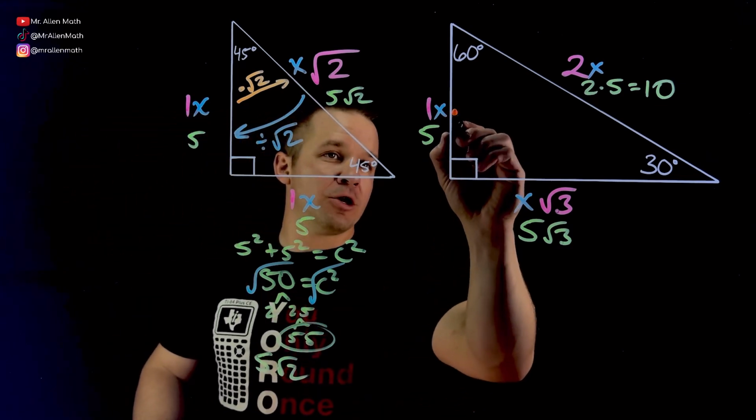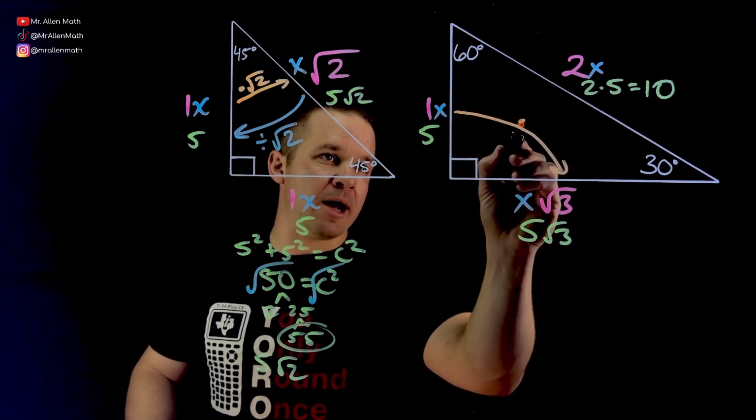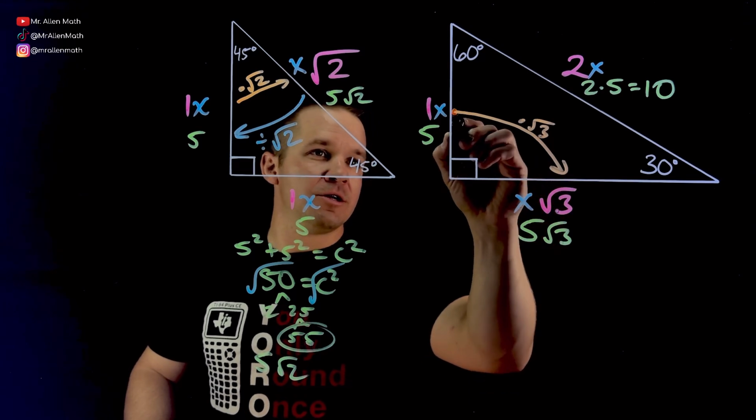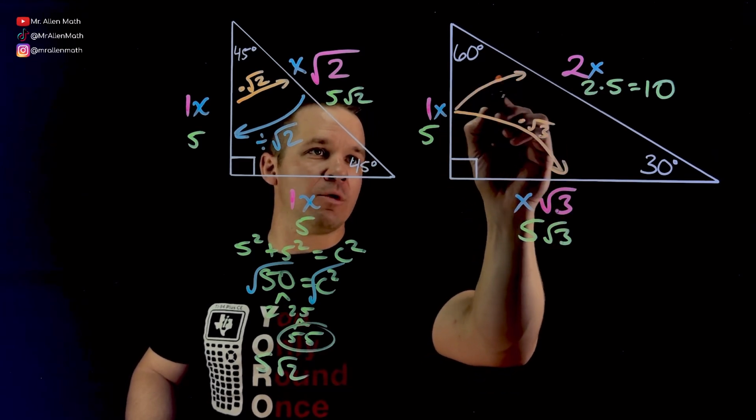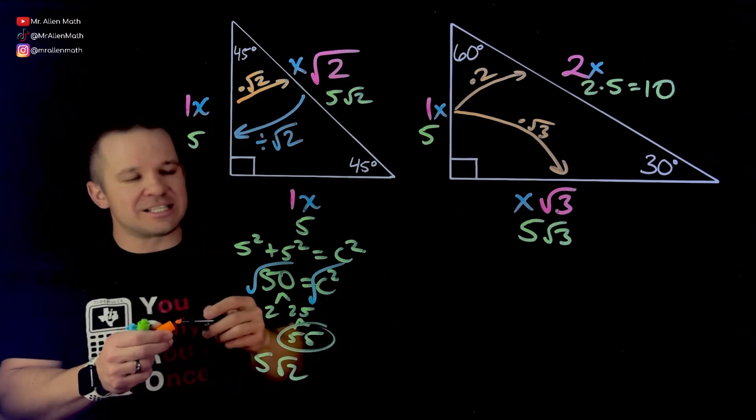So let's write down some rules here. To go from the short side to this guy, I would multiply by the square root of 3. To go to my long side, we multiply by 2. Easy as that.